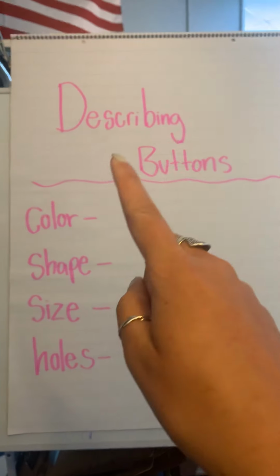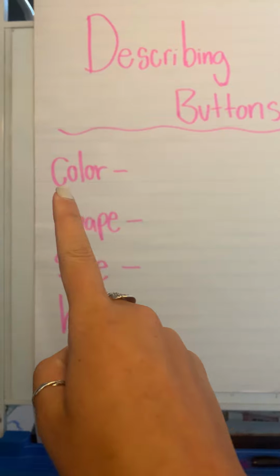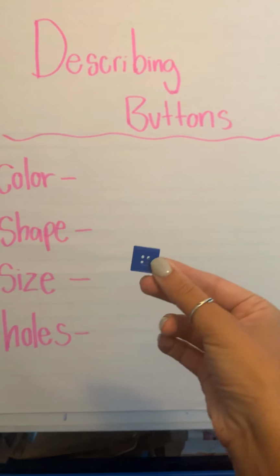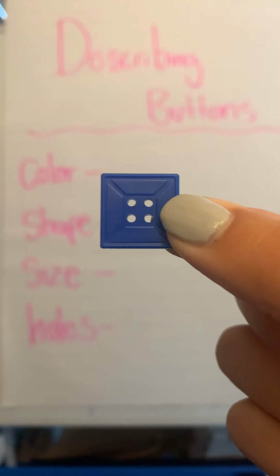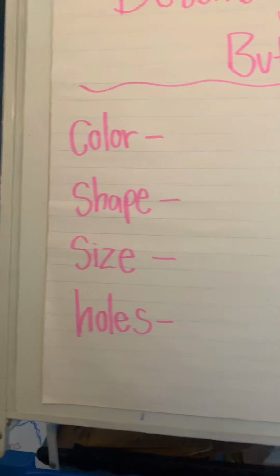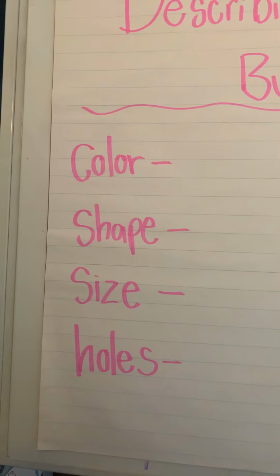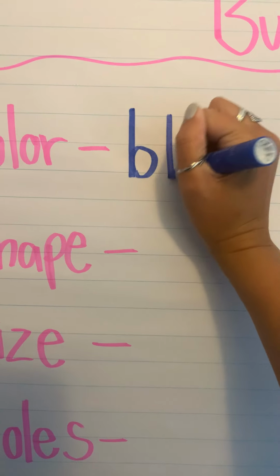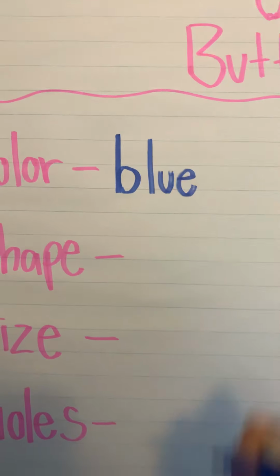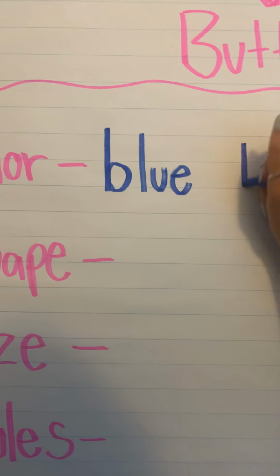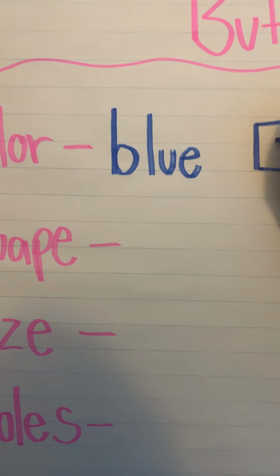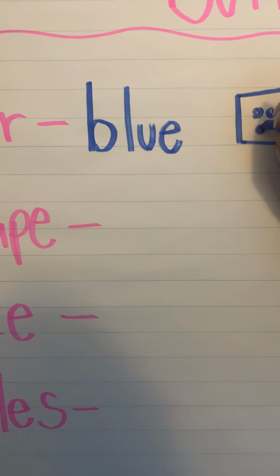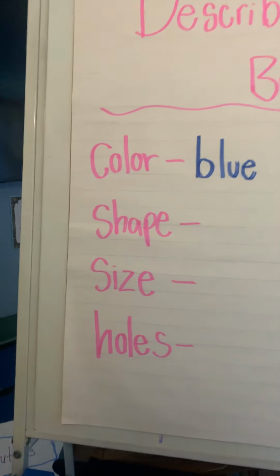Okay. Good job. So I'm going to set the button down and turn my camera around. Okay, so up here it says describing buttons. So the first thing I have written down is the color. So what color is this button? You all tell me. What color is this button? It's blue. Very good. So right here where it says color, I'm going to write blue. B-L-U-E, blue. Then I'm going to draw a picture of our button. Okay, so there's our blue button.